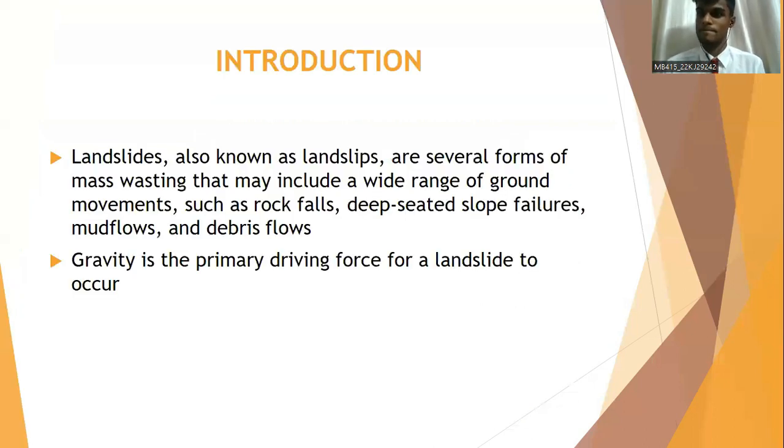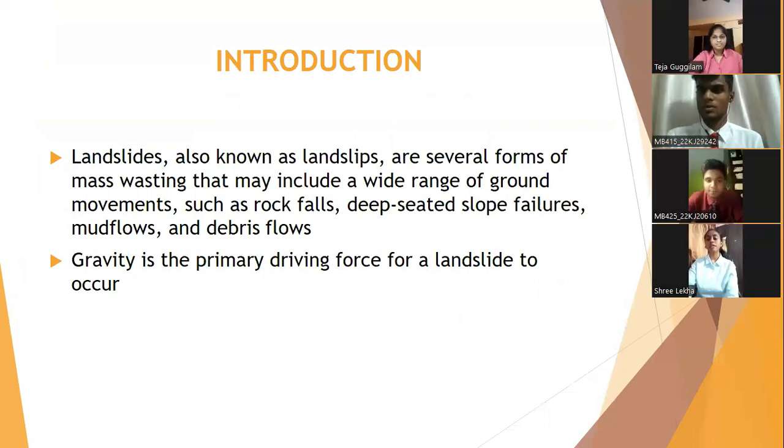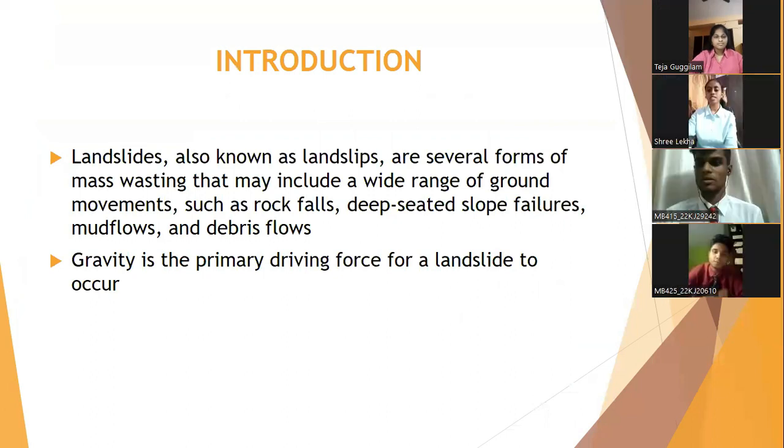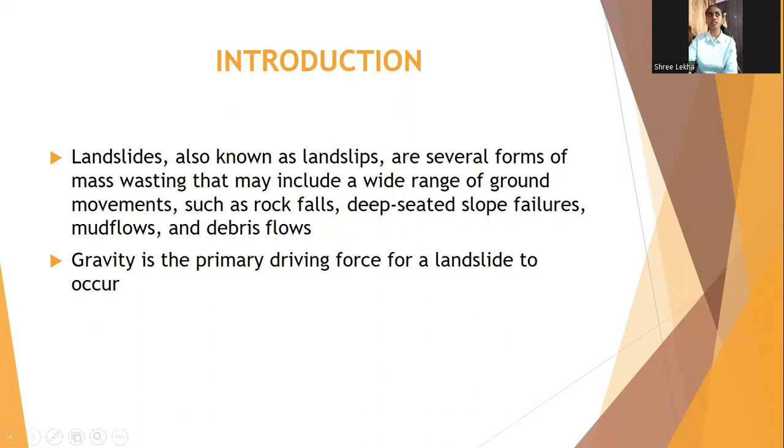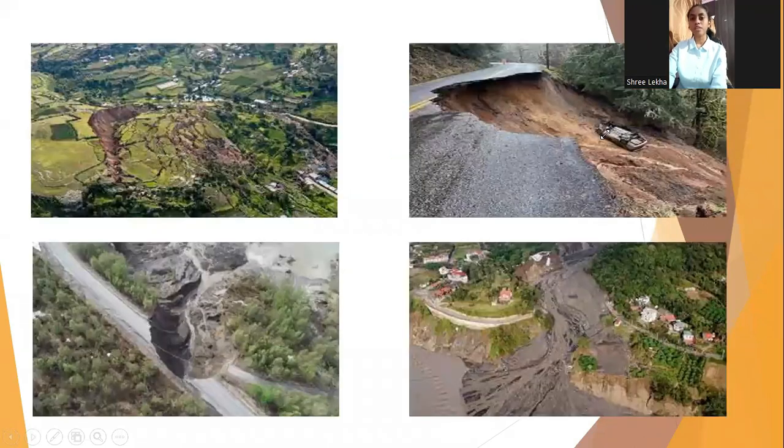Okay. So first of all, what is a landslide? Landslides are also known as landslips and are several forms of mass wasting that may include a wide range of ground movements such as rockfalls, deep-seated slope failures, mudflows, and debris flows. In many cases, the landslide is triggered by specific events like earthquakes, heavy rainfall, or even volcanic eruptions, etc. And one of the primary reasons for landslides is gravity. So these are a few examples of landslides and how they look.